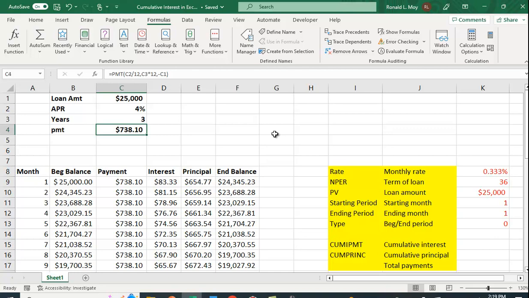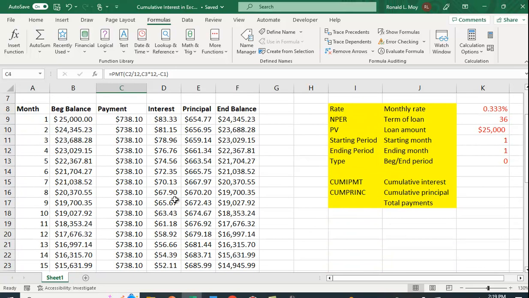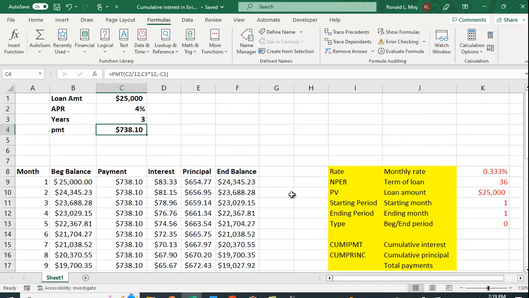$738.10. So what a loan amortization table does, it shows you how you pay off your loan over time. It shows how your payment, this fixed payment of $738.10, is divided between interest and principal. And that'll change over time. As you've paid off more of the balance, you'll pay less interest and more principal.